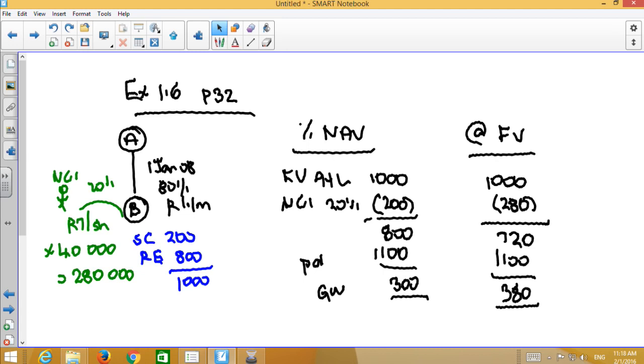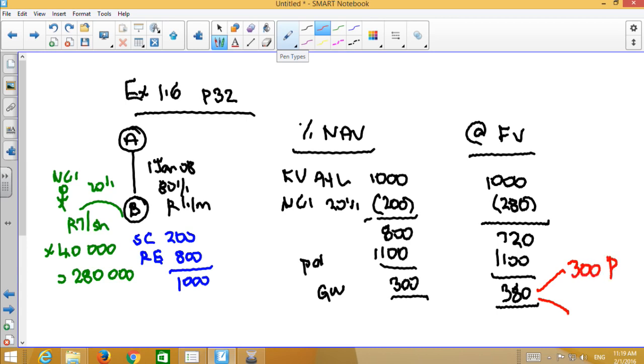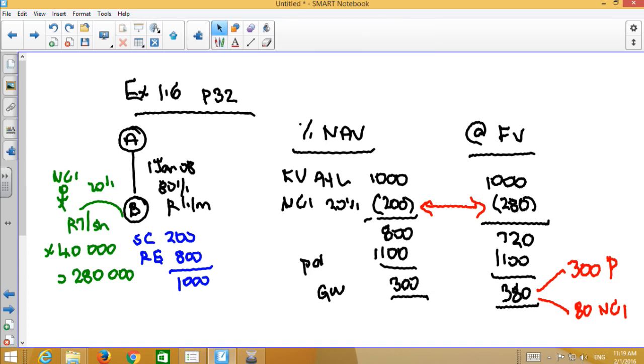At some later stage, when we look at changes in ownership, and when we look at the fact that maybe we're going to buy another 10% from the NCI at some date, we must be able to take this 380 and say 300 is the parent's goodwill. The other 80 is the NCI's goodwill. And you can see that 80 here. Because when we are selling or buying shares later, we have to say, how much goodwill have I given up or lost because I've sold shares? Or how much goodwill has the NCI given me because they've sold me their shares? Do you understand?